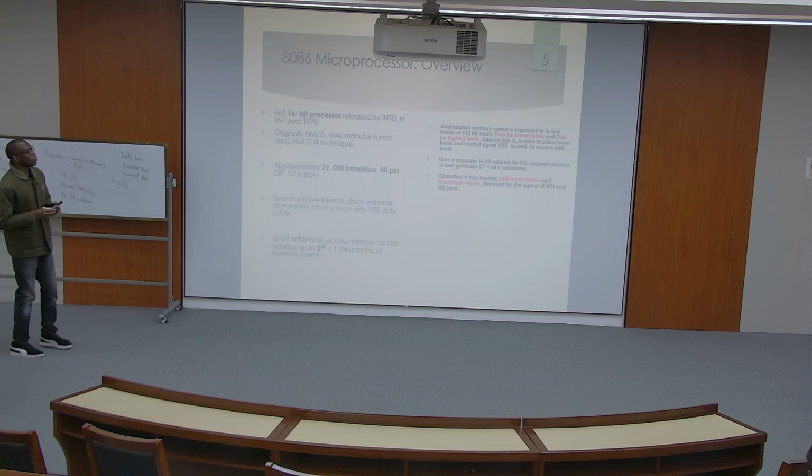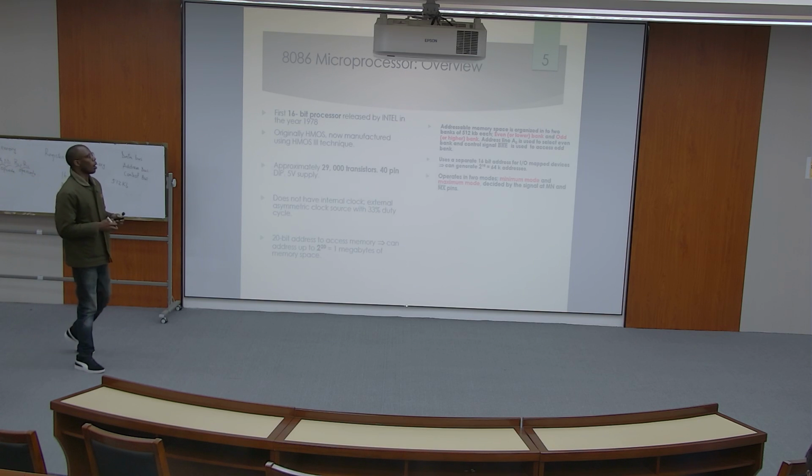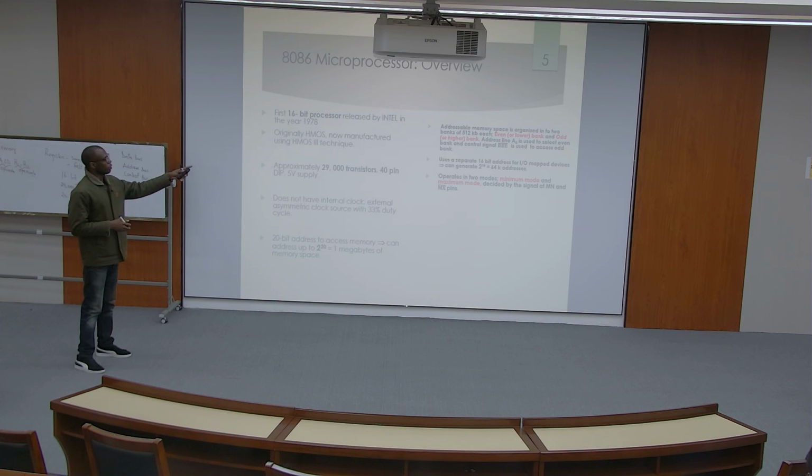We have the even one, which is the lower bank, and the other one is the higher bank. And we have address line A0, which is used to select which bank has to be used, whether it is even or odd.